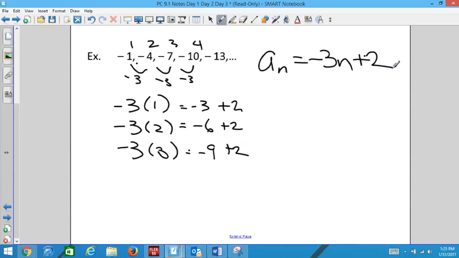If it's going down or going up by the same number every time, it will be multiplied by n. And that is because it's like on a graph, it's linear, and that's our slope. Because that's the same amount that we are adding each time.